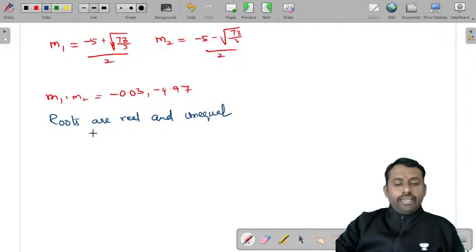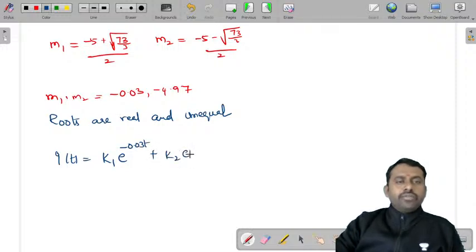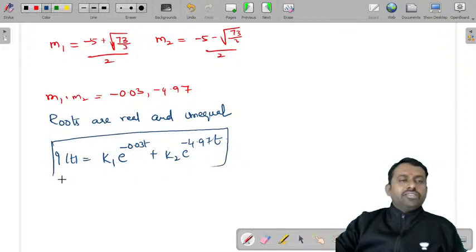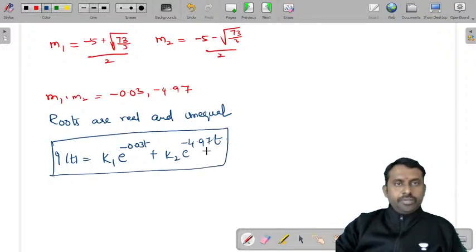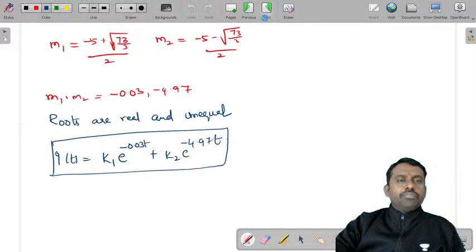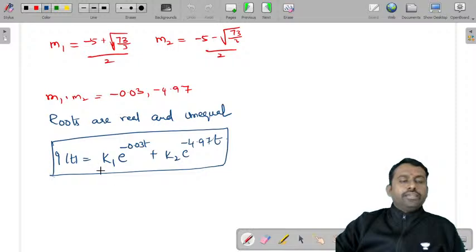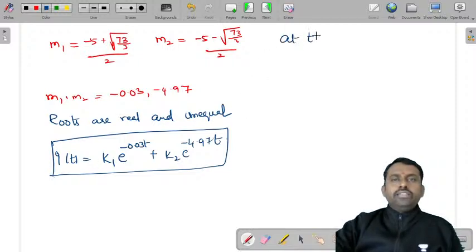When the roots are real and unequal, what is the solution? i of t is equal to k1 into e power minus 0.03t plus k2 into e power minus 4.97t. But still you need to find the values of k1 and k2. So we already know that at t is equal to 0 minus and 0 plus, i of 0 plus is equal to 0 amperes. So let's try to substitute that.